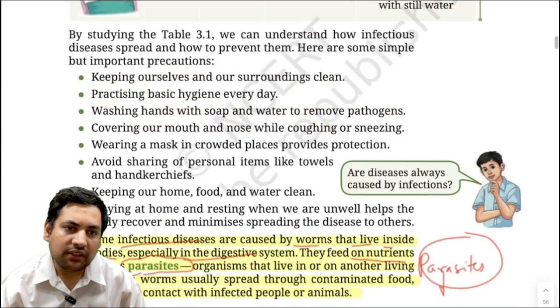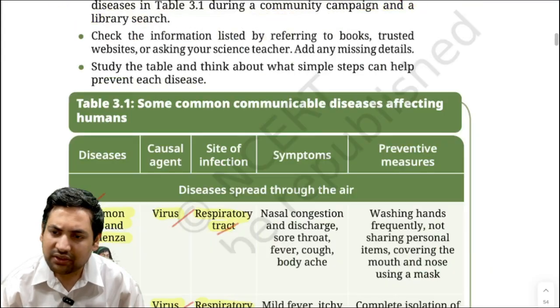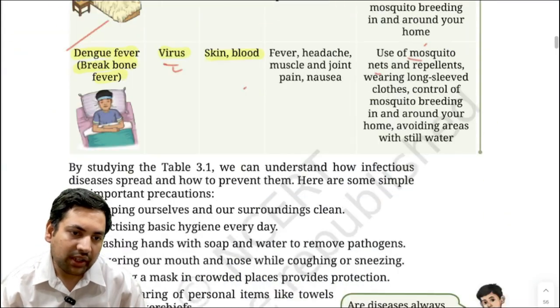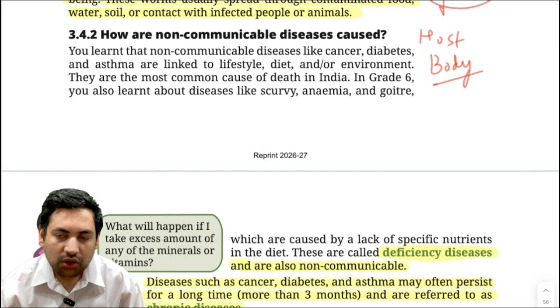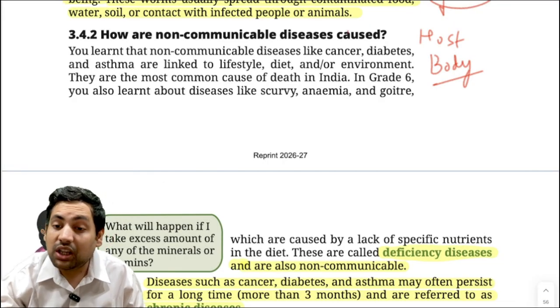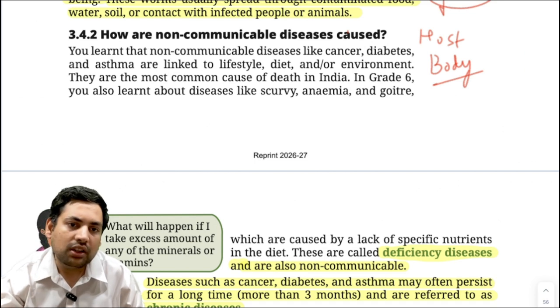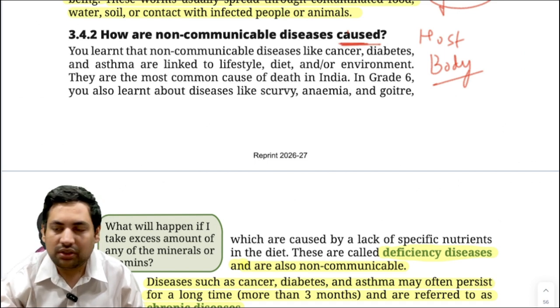Now, we are done with communicable diseases. You saw how they are spread, with some very basic examples. Now we come to non-communicable diseases. See, it is not saying spread. Why? Because non-communicable diseases are not spread. They do not spread from one person to another. How they are caused is the question.